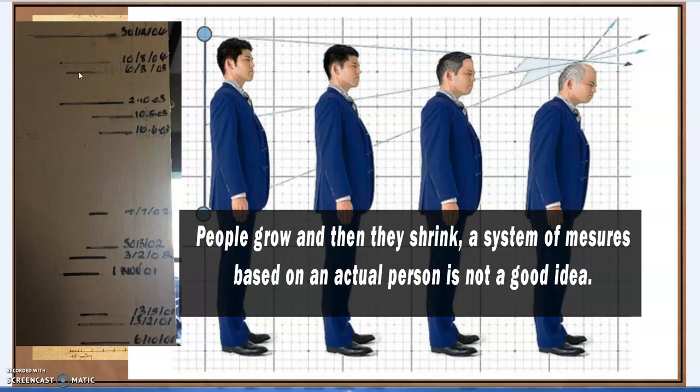So, for instance, if you haven't been swimming in a long time, or you've done a lot of heavy lifting, you can actually gain maybe half an inch in height in a couple of weeks, because you stretch yourself out. So the human body is always changing. A system of measure based on an actual person is not a very good idea, because it will change over time.